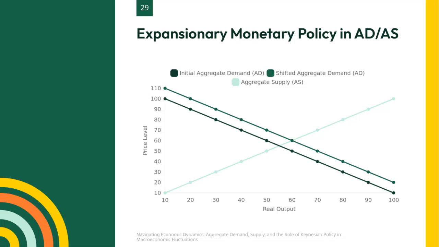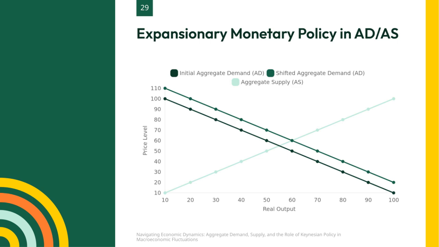Here we see the impact of expansionary monetary policy on aggregate demand and supply. The chart illustrates three key curves: the initial aggregate demand, the aggregate supply, and the shifted aggregate demand after monetary policy intervention. On the horizontal axis, we have real output, and on the vertical axis, the price level. Notice how the initial aggregate demand curve starts higher, but shifts to the right as the policy takes effect, indicating an increase in total demand in the economy.